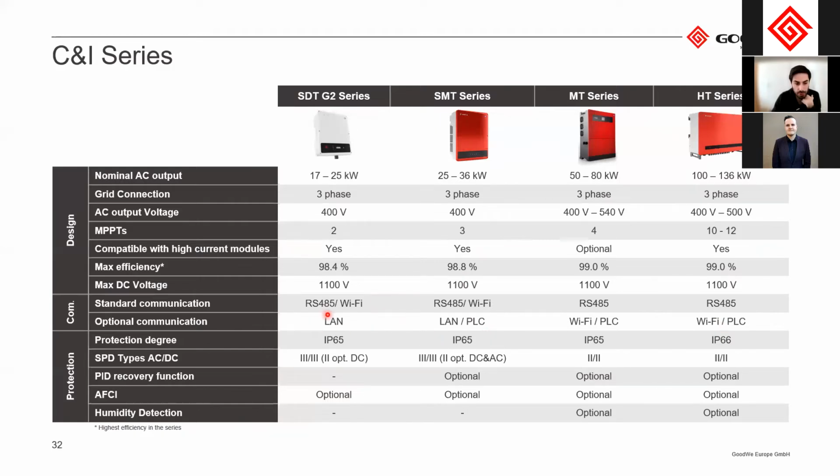Then you also have some optional communications. Here you see that the standard communication is Wi-Fi, but for the MT and the HT, you have RS-485, but you can of course choose the LAN, the PLC, or any other communication that you want to have. Moreover, what differentiates them is the different safety functions, and this is also a big difference compared to the residential inverters. So here you see that you have the PID recovery function. I will talk a bit more about that later, but basically it prolongs the lifetime of your modules. And this is optional for all of our CNI range apart from the STT-G2.